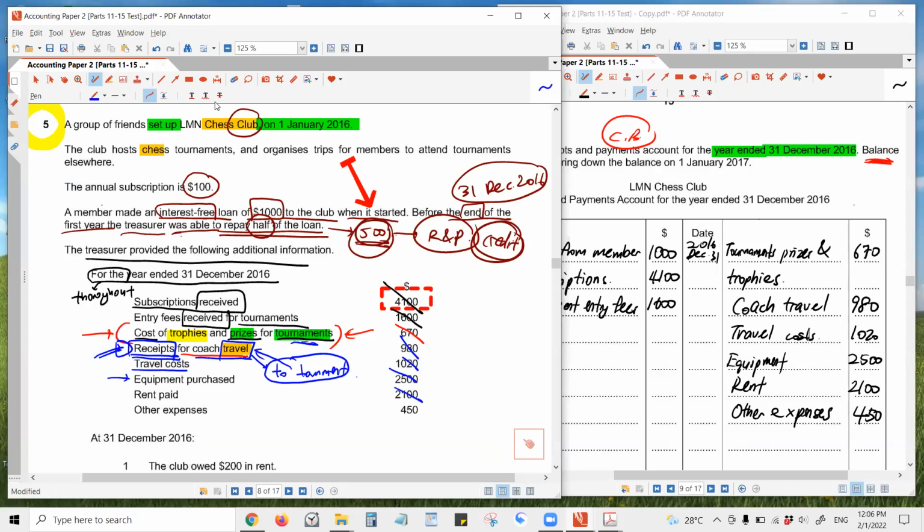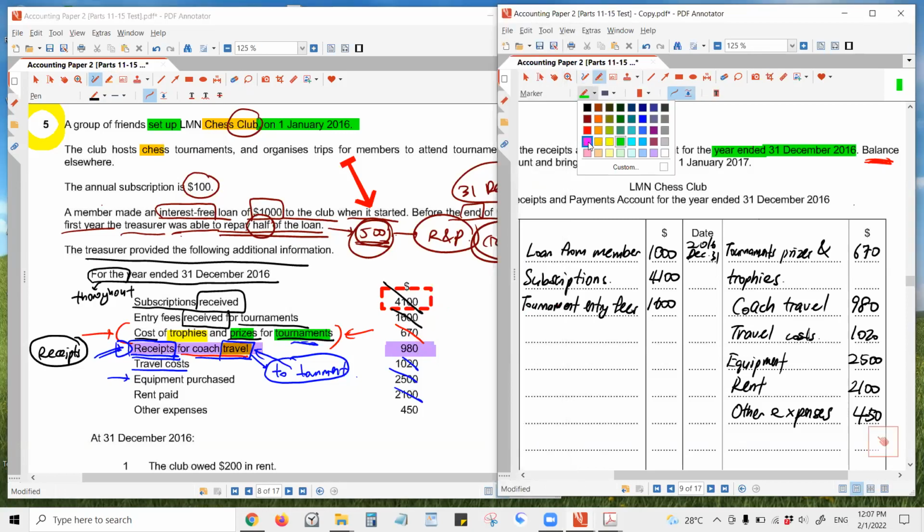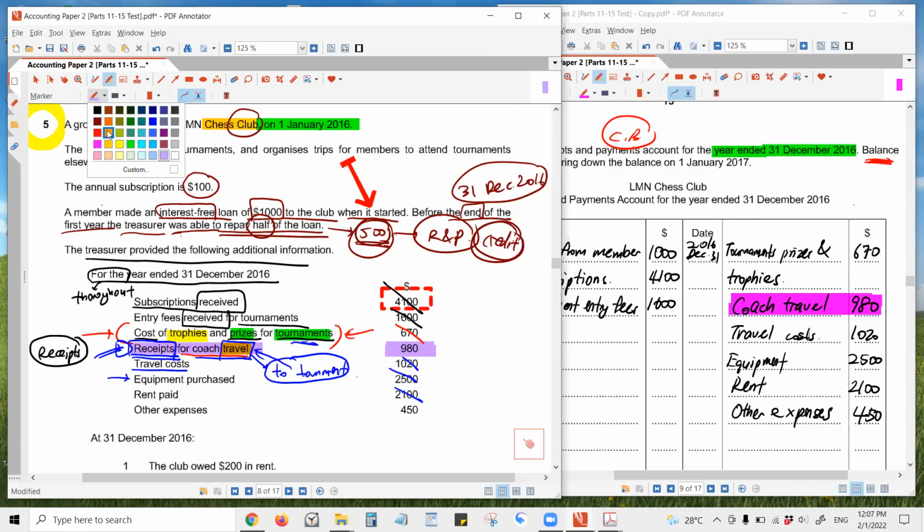Honestly speaking, I think that the 980, which is this one, it could be the money that we have received because of the word receipts. Receipts means money that we have received. So if we are wrong later, we change it. It is this figure, 980. I think it should be on the debit side because it says receipts, even though I do not know exactly what it's for. Based on the description here, receipts, I think that it is the money that you have received. So if we are wrong later, we change it to the debit side.